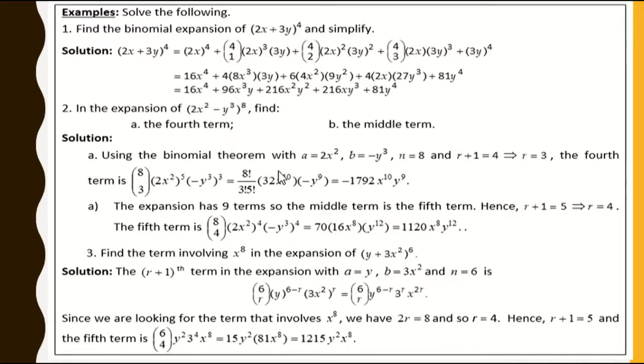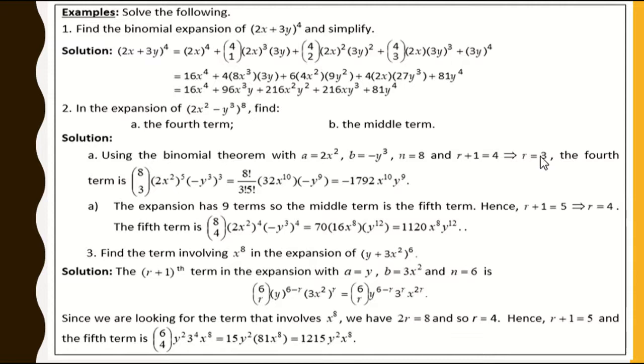Okay, a is 2x squared, this first term of our binomial. And then, b is equal to negative y cubed. Then, n is equal to 8, this is the exponent. And r plus 1 is equal to 4, since it is the fourth term that we are looking for. Then, our fourth term is r plus 1 equals 4, and that gives r equal to 3. So, our r is 3.